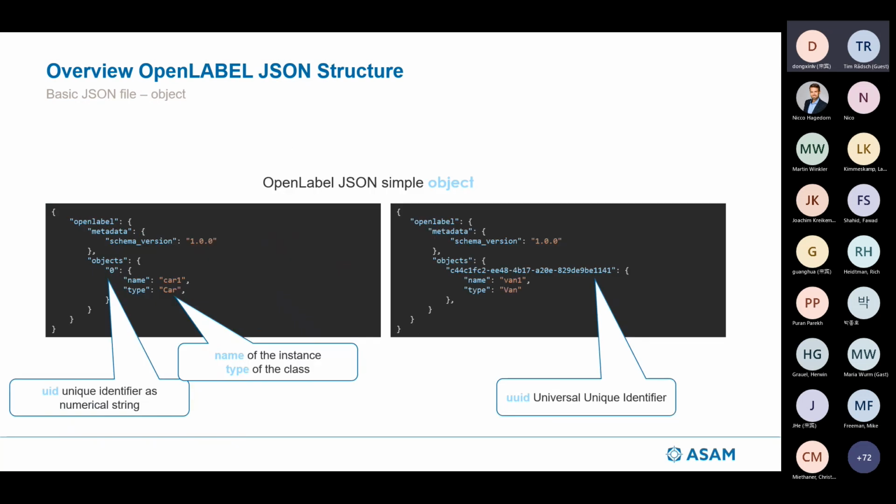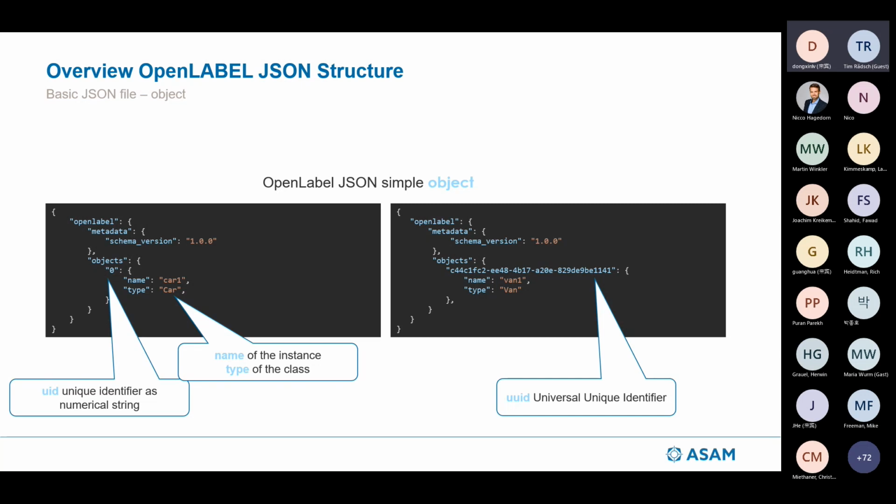Okay, what does a simple object look like in OpenLABEL? Just like this. At the left, you can see that we have an element which encloses objects, and all objects have a unique identifier, which can be, as we can see at the left, an integer, maybe 0, or as we can see at the right, a universal UID of 32 bytes. Inside the object, then we have, mandatorily, the name and the type of the object. In this case, a car, maybe a van.